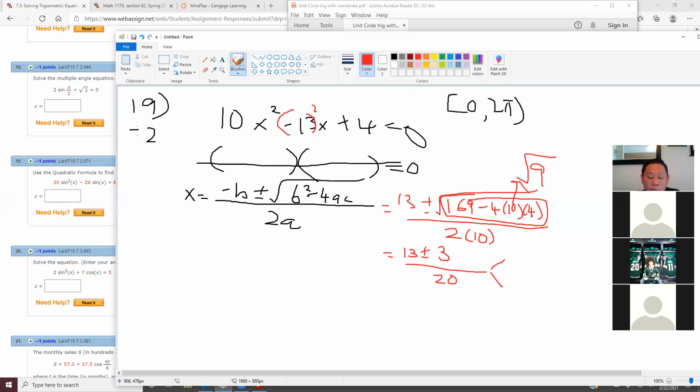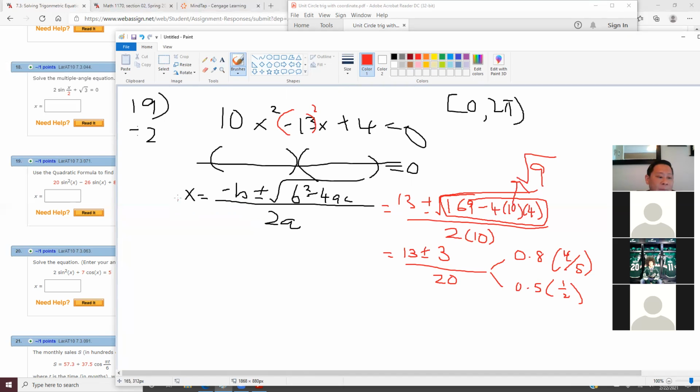So this will give us 2 answers. 13 plus 3 over 20. What is 13 plus 3 over 20? Anyone has a calculator? Point something, right? 4 over 5, which is 0.8. And what's the other one? 13 minus 3 over 20 is a half, right? Is that correct? Yes. So again, your x in this case is these two. I just use decimals because it's easy enough.